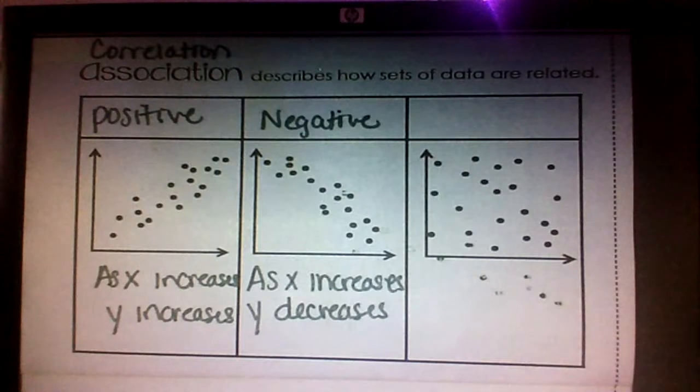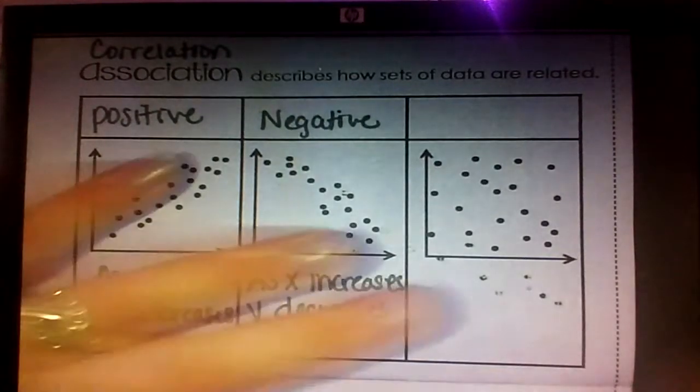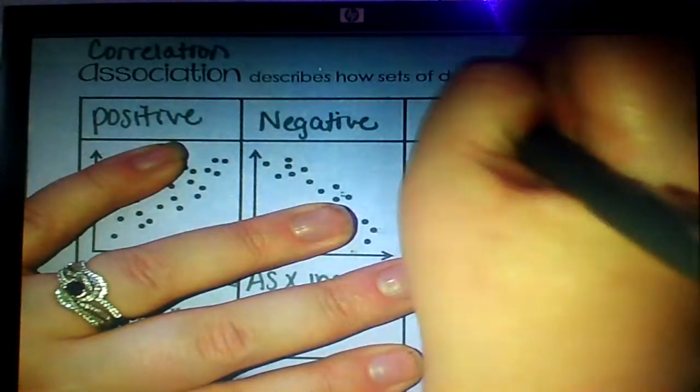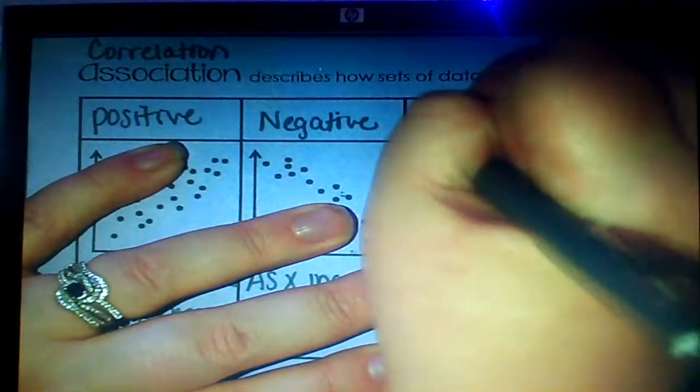The last one is no correlation. The dots are just kind of scattered all over the place. So there's no relationship between X and Y. So this is no correlation or no association.